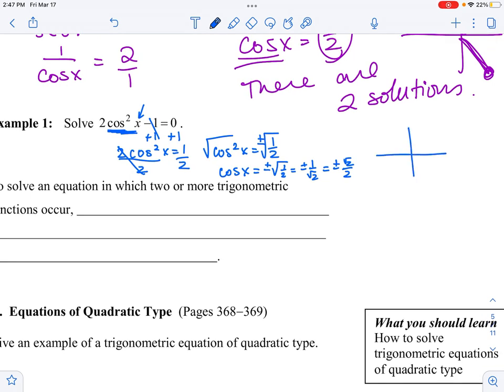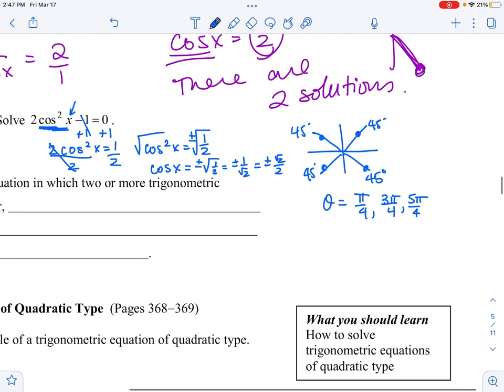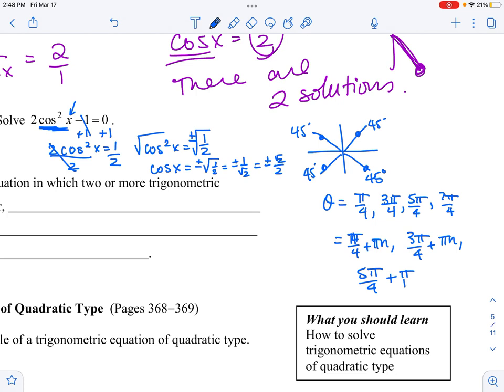So cosine being positive or negative can happen in every single quadrant. So we know those solutions happen where cosine is root 2 over 2. And in every single quadrant, that's a 45-degree angle. And then from there, we can find those specific angles where theta equals pi over 4, 3 pi over 4, 5 pi over 4, and 7 pi over 4. And each of those can go on forever. So we actually say it's going to be pi over 4 plus pi n, which means it can go forever. 3 pi over 4 plus pi n, 5 pi over 4 plus pi n, and 7 pi over 4 plus pi n. Okay?